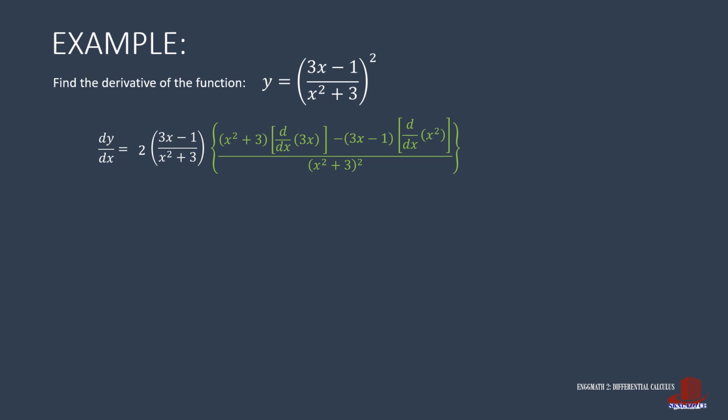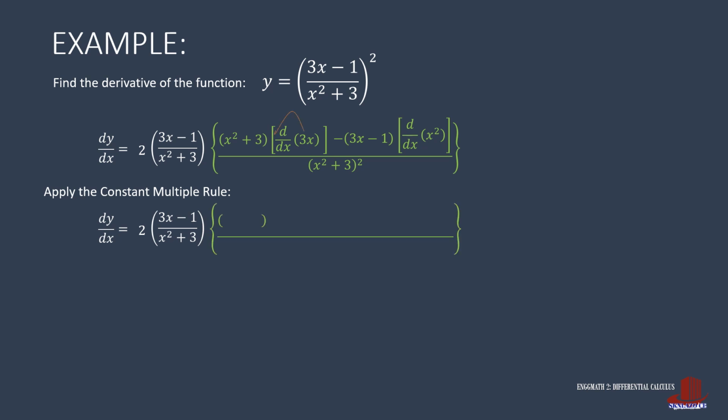The next step is to move constants outside the derivatives. So dy over dx is taken as the copied terms of twice of the ratio of 3x minus 1 over x squared plus 3 with the expanded quotient rule, which contains x squared plus 3 with the constant 3 and the derivative of x. Then also the quantity of 3x minus 1 with the derivative of x squared, as there are no coefficients in the term.